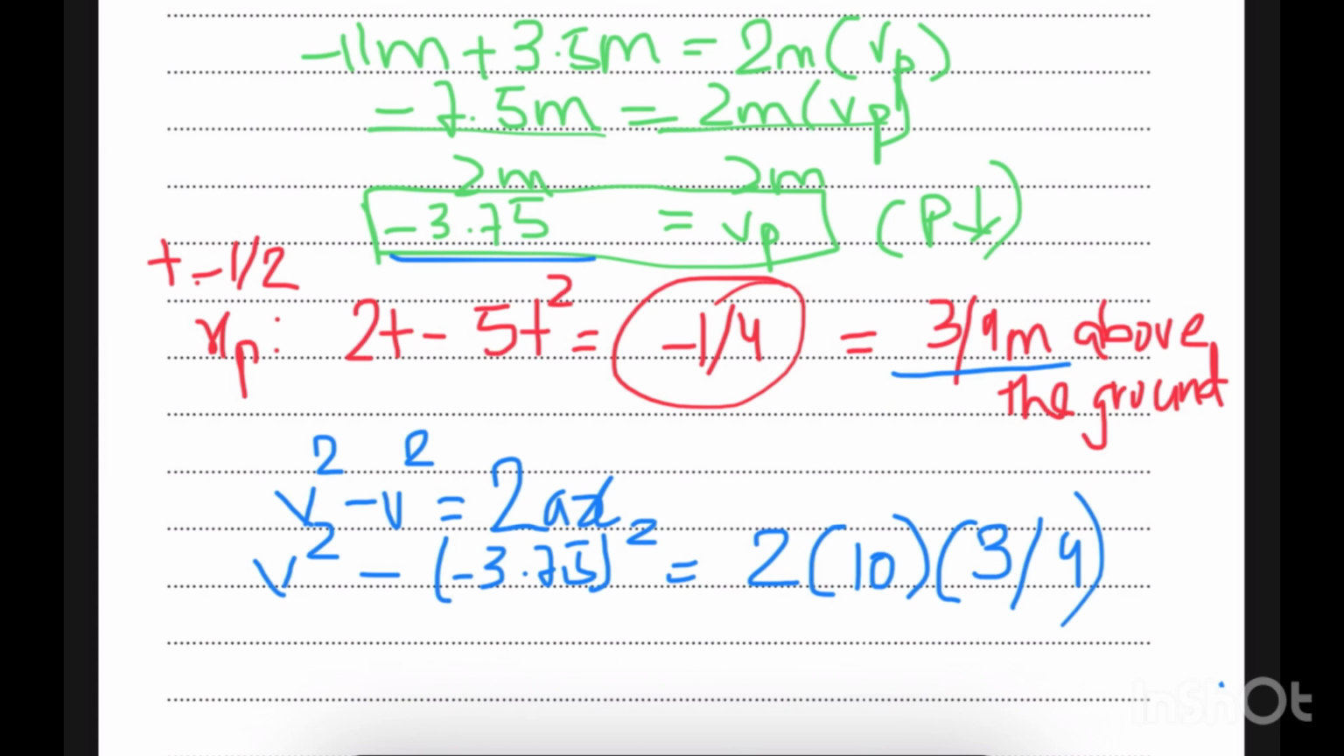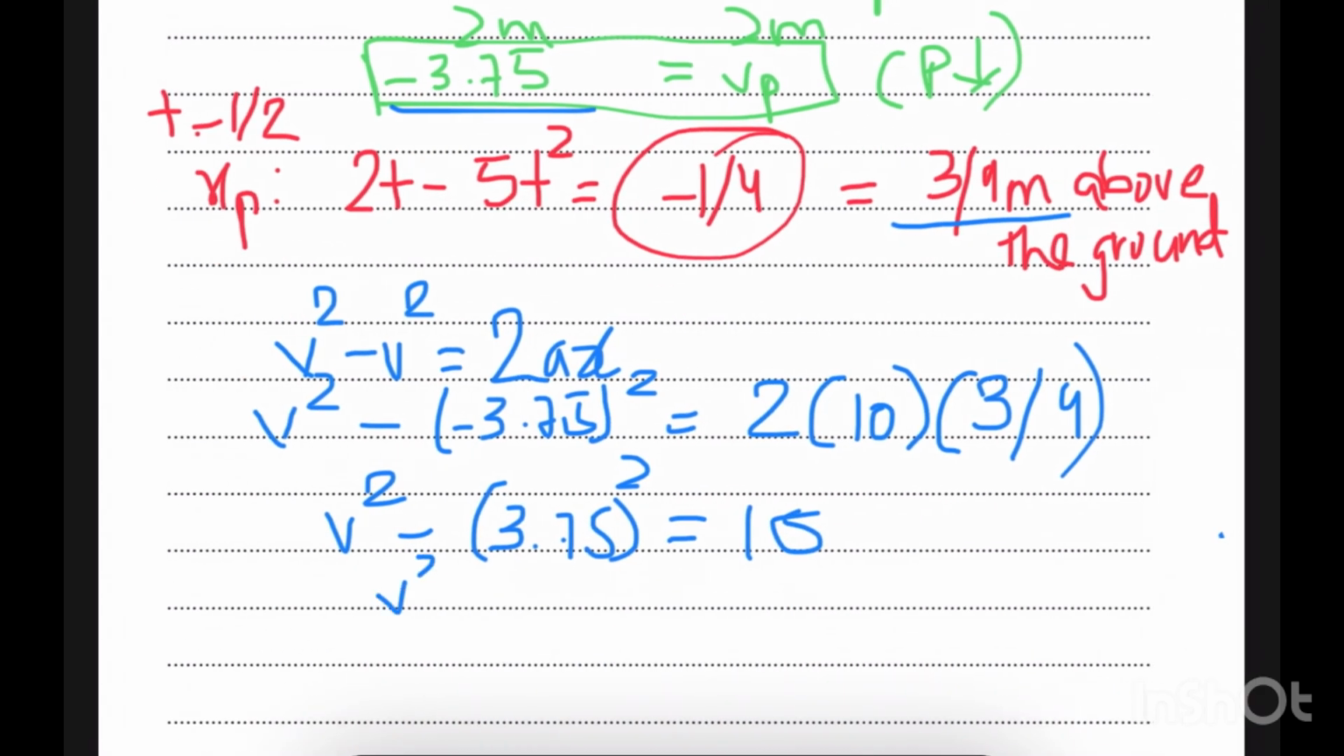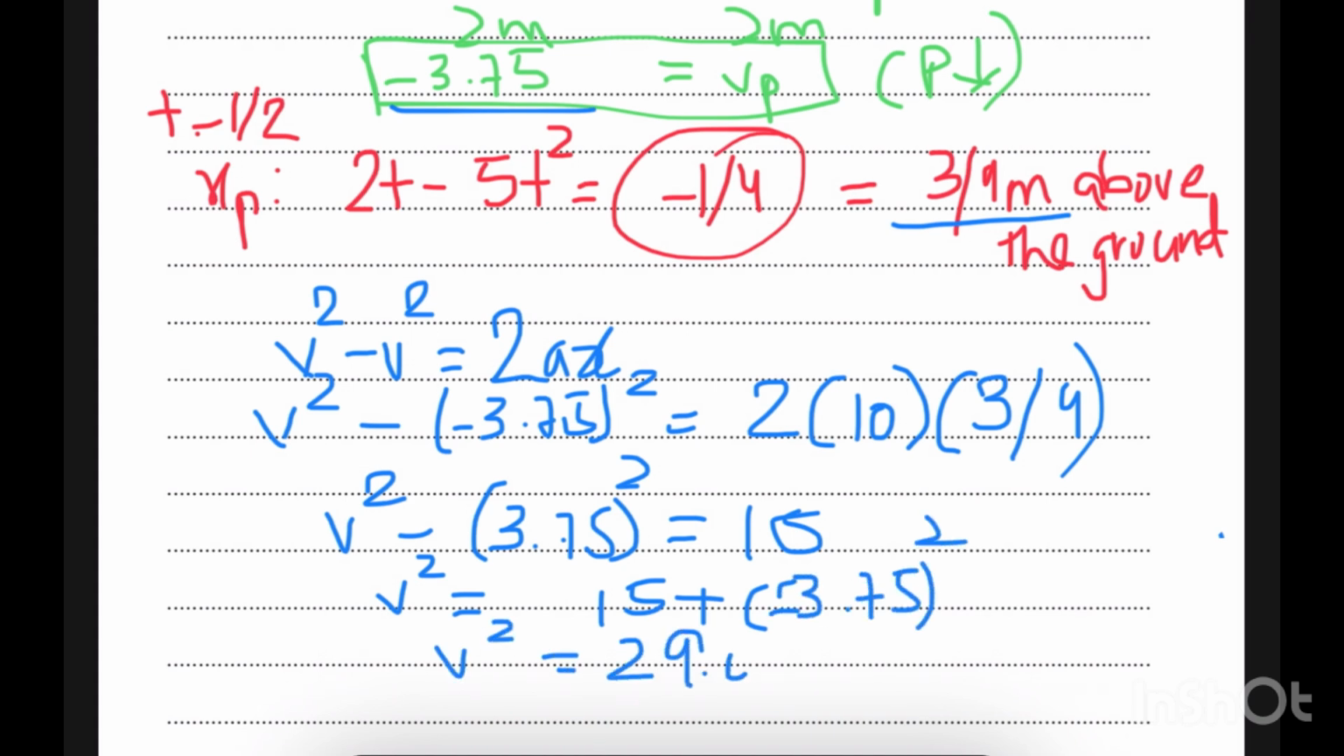So when we simplify this, v squared minus 3.75 squared is equal to 15. So v squared is equal to 15 plus negative 3.75 squared. V squared is equal to 29.06, and when we square root on both sides, that is equal to 5.39. So this is the speed of the particle P as it reaches the ground.